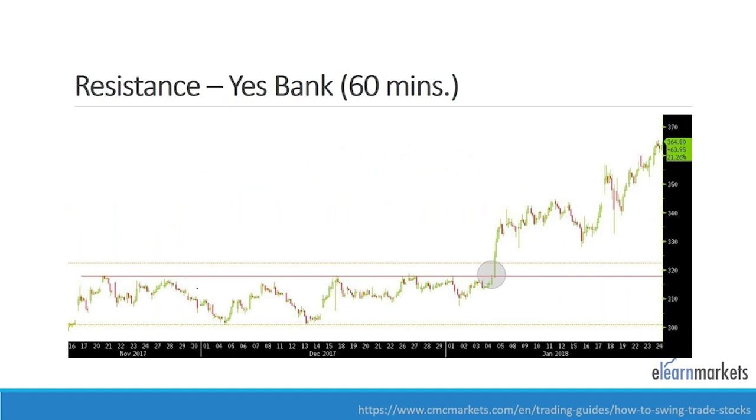See, for example, this was the Yes Bank chart for January. See, there was a simple resistance line here, and the moment this resistance line was crossed, there was an aggressive breakout in that stock, and the stock has not seen the levels of 310, 320 since then.